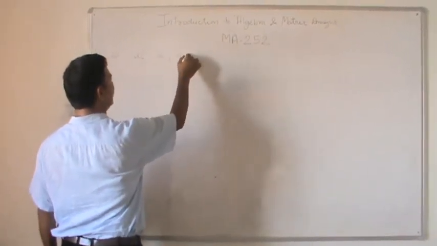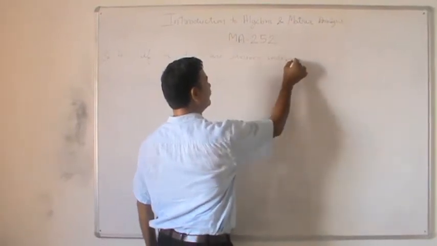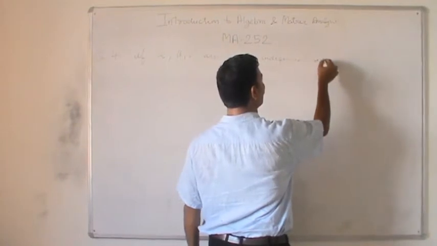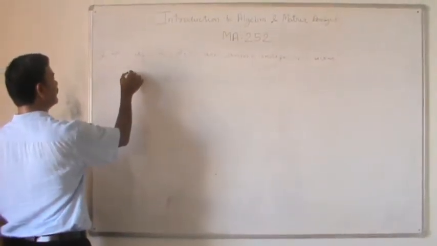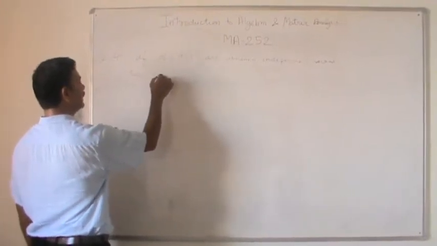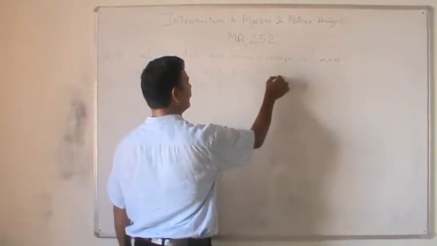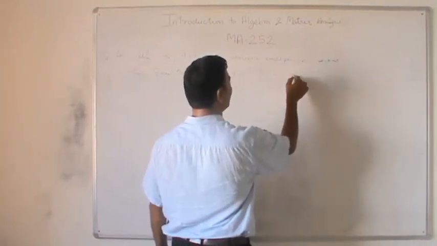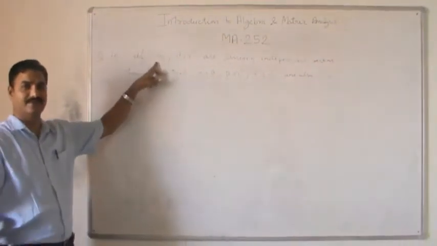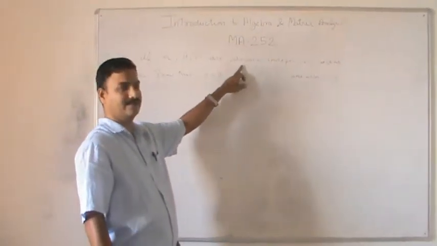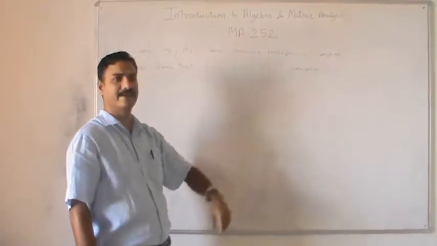If alpha, beta and gamma are linearly independent vectors, then show that alpha plus beta, beta plus gamma, gamma plus alpha are also linearly independent. In the question, it is given that the three vectors alpha, beta, gamma are linearly independent vectors. Then show that alpha plus beta, beta plus gamma, and gamma plus alpha are also linearly independent.